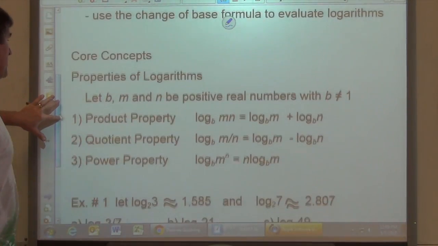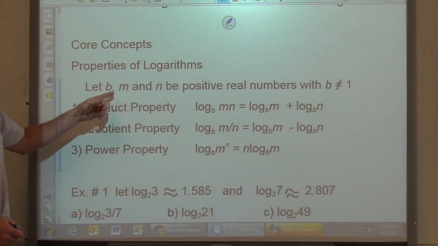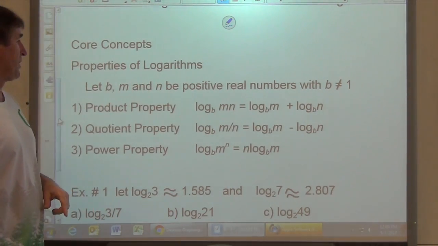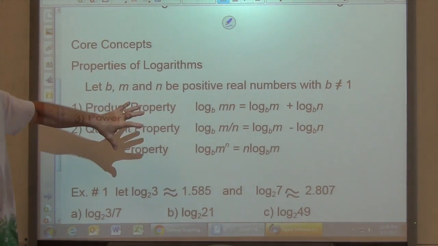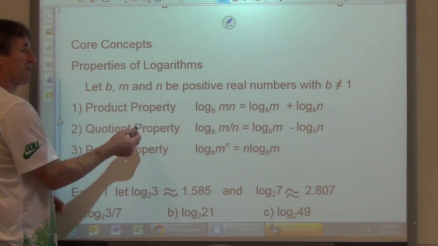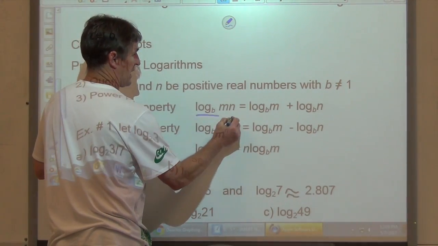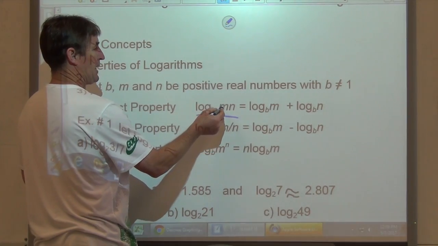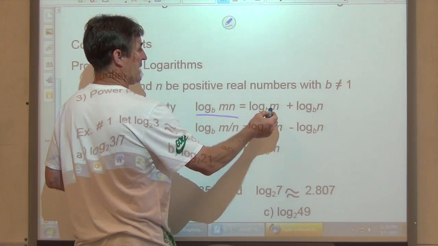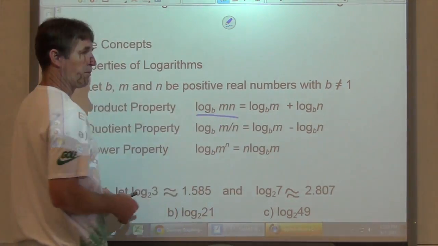So the first core concept is we've got these properties of logarithms. If we let b, m, and n be positive real numbers with b not equal to 1, then these three rules will hold when you work with logarithms. So the product property, again, product is multiplication. These work both ways. Log base b of m times n can be rewritten as log b of m plus log b of n. Or if you've got addition, you can bring it to multiplication.